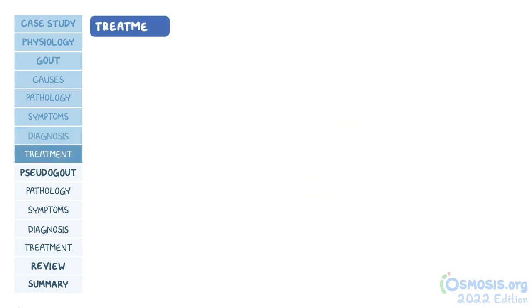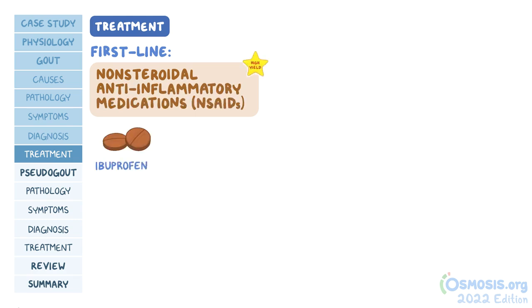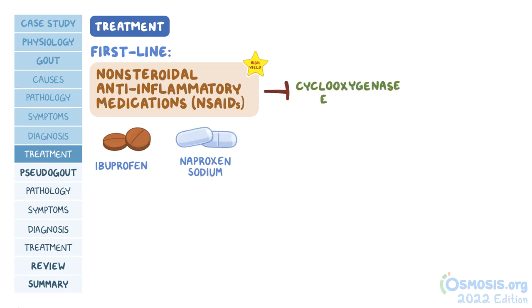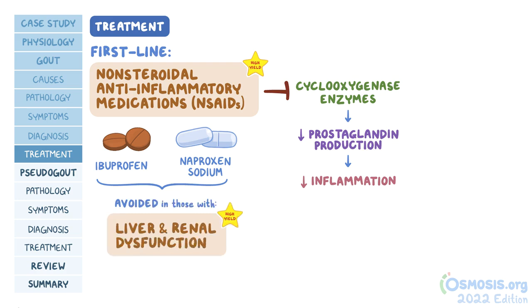Treatment of gout is also high yield. First-line treatment in a gout attack is nonsteroidal anti-inflammatory medications, or NSAIDs, like ibuprofen or naproxen sodium. NSAIDs work by inhibiting cyclooxygenase enzymes, thus decreasing prostaglandin production, resulting in decreased inflammation. However, these drugs should be avoided in those with liver and renal dysfunction.